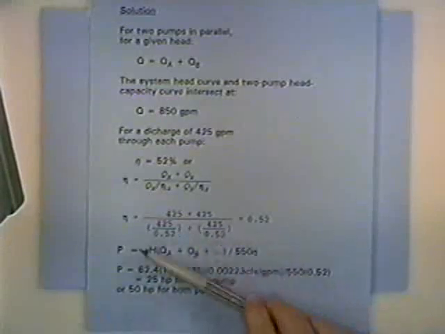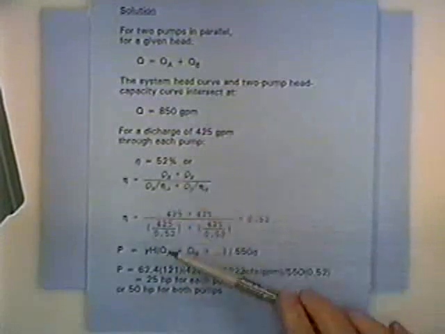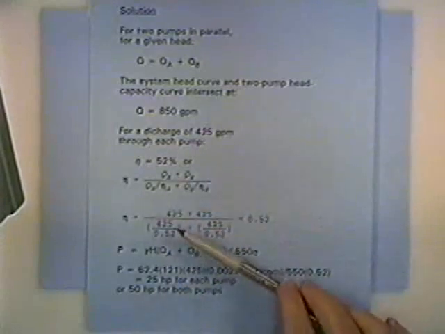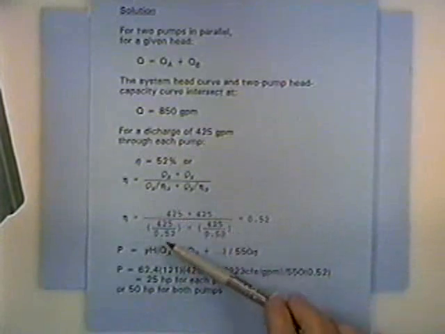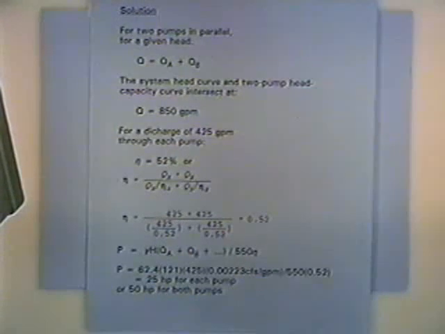And this just shows that that is the efficiency for both pumps as well. If you plug in the 52%, each pump has 425 gallons per minute flowing through it. Each pump has 52% efficiency. You plug in the numbers, and the two pumps working together have a combined efficiency of 52%.